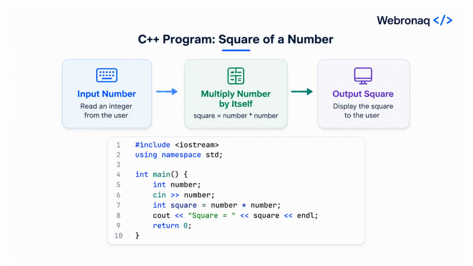So in this video we built a simple C++ program that finds the square of a number. We started with a fixed value, then improved the program by accepting user input dynamically. Along the way we also looked at what the computer is actually doing underneath, loading values into memory, performing multiplication through processor hardware, and printing results back to the console.